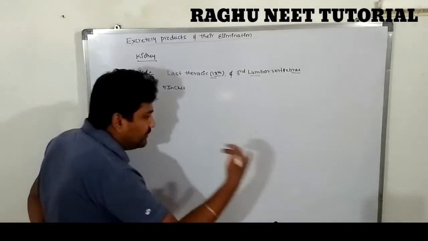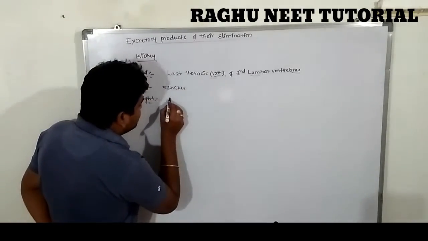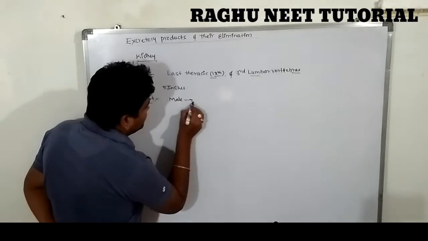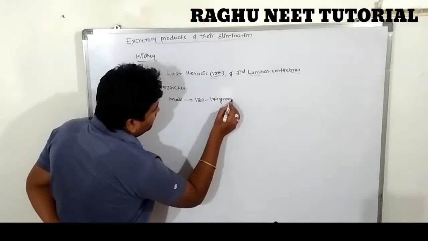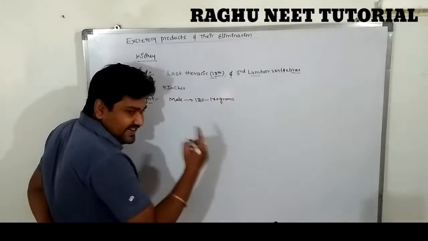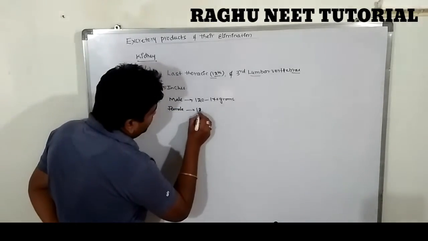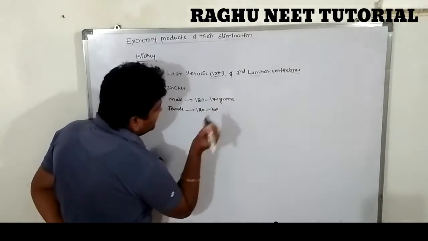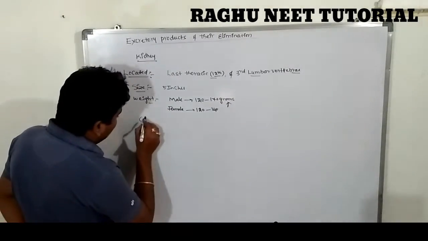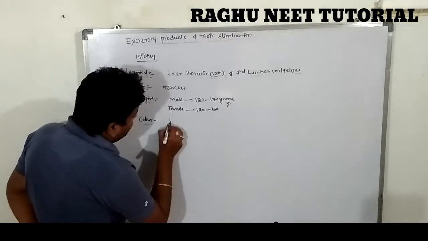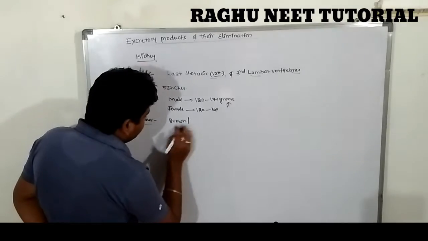The weight of the kidney differs between male and female individuals. Males have approximately 120 to 170 grams. Females have 120 to 140 grams, which means males are heavier than female individuals. The color of the kidney is brown and red, a thick brown color.